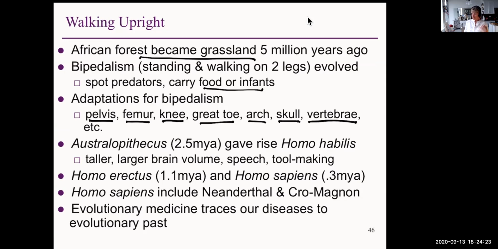Some of the other hominid or human species in our past has been Australopithecus, Homo habilis, Homo erectus, and Homo sapiens, that's us. So there are two Homo sapiens that we know of. I think there are three now, but two of them anyway are Neanderthal and Cro-Magnon. So both considered subspecies of Homo sapiens. So if we were to go into evolutionary medicine, for example, we would be looking at diseases that can be traced to our evolutionary past in environments that may not exist today.